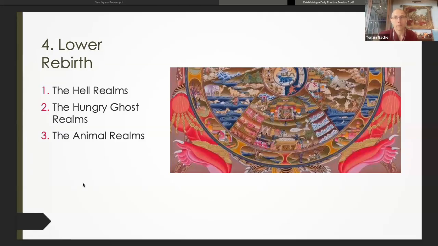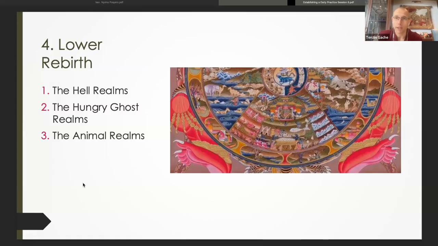So now we have lower rebirth. Again, I think the translation really ought to be unfortunate migration. But nevertheless, it gives you some idea. You see this picture here of the wheel of life, which is the wheel of samsara, really, the wheel of existence. It's being held in the lap of the Lord of Death. That's the creature whose feet you see.